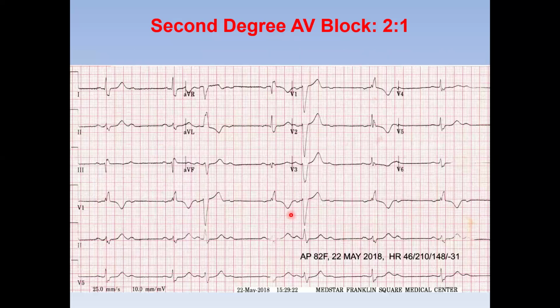But I have one more ECG. This same patient's ECG. Anybody comment on this one from the faculty?